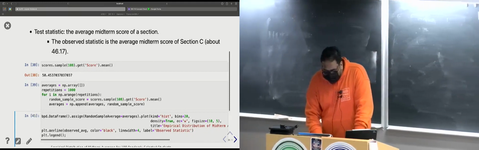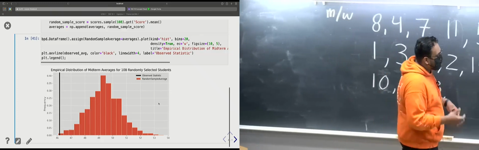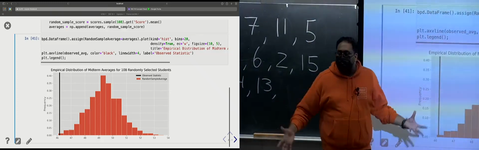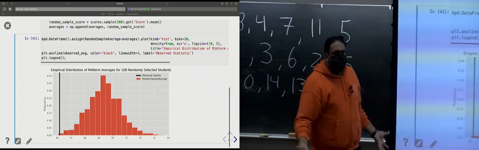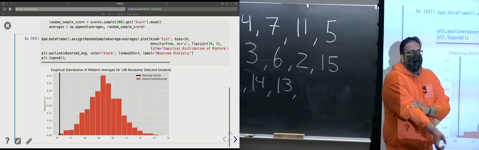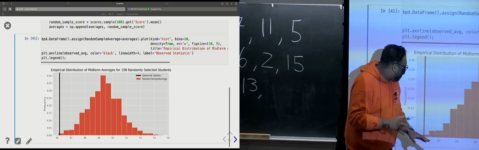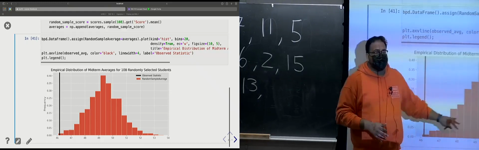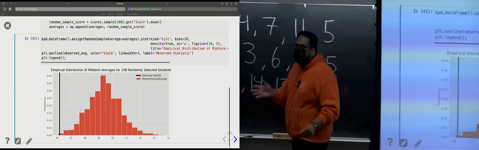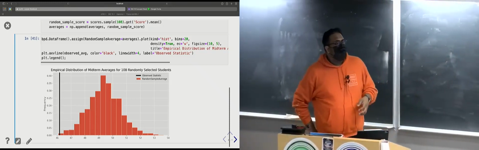And when we look at the distribution, we see that it looks like this. Okay? So the red distribution is the distribution of average section scores under the assumption that the scores in our section were drawn at random from everyone in the course. Right? So most commonly, if our scores were drawn at random from the entire course, we'd expect the section's midterm average to be somewhere between 47 and 52. Okay, and our observed average was 46.17, which is not really in the middle of this distribution. So there's a question mark, right?